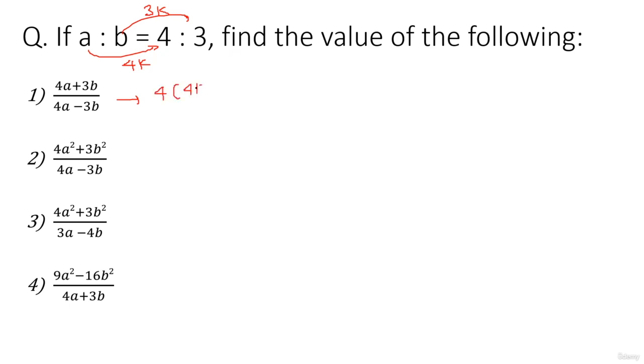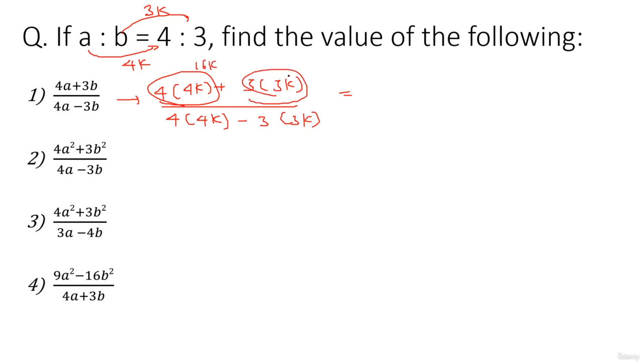You have 4 into 4K plus 3 into 3K, divided by 4 into 4K minus 3 into 3K. Now, 4 into 4K is nothing but 16K, and the next term, 3 into 3K, is nothing but 9K. So on top we have 16K plus 9K, 25K. And at the bottom, 16 minus 9, 7K. The K gets cancelled. We have a unique, distinct answer, 25 by 7. That is the answer for the very first question here, 25 divided by 7.